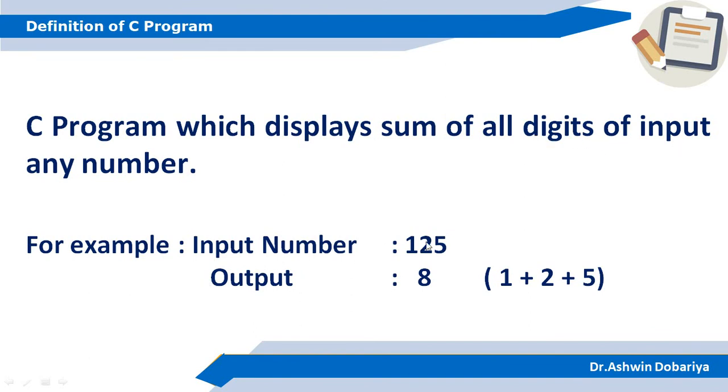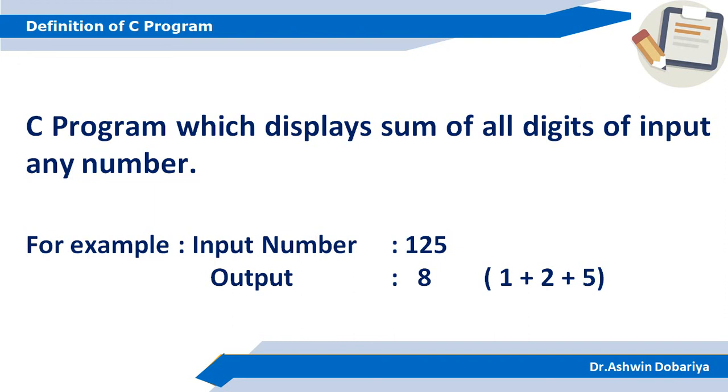For example, if your input number is 125, and we calculate the sum of the individual digits, 1 plus 2 plus 5, it becomes 8. So in this program we have to calculate the sum of all the digits. Suppose another number like 25, then 2 plus 5, 7 should be the answer. In that way we have to write this program.